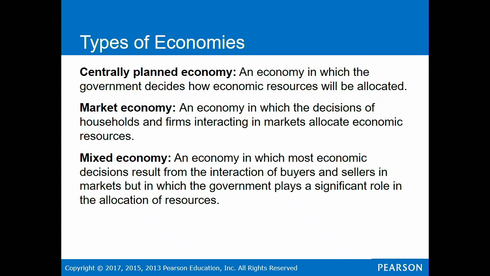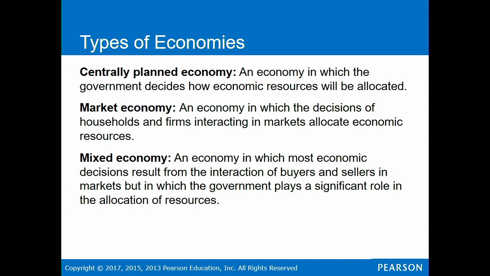The first is the centrally planned economy. Think of the old school Soviet Union or Cuba now. So the government decides how resources will be allocated. They decide what firms are going to produce, how they're going to produce them, and who gets the final goods. The market economy describes pretty much the United States, where households and firms interact with each other, and through the marketplace, they allocate resources.